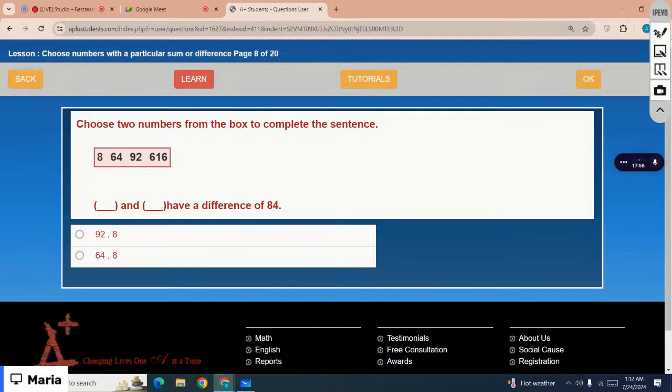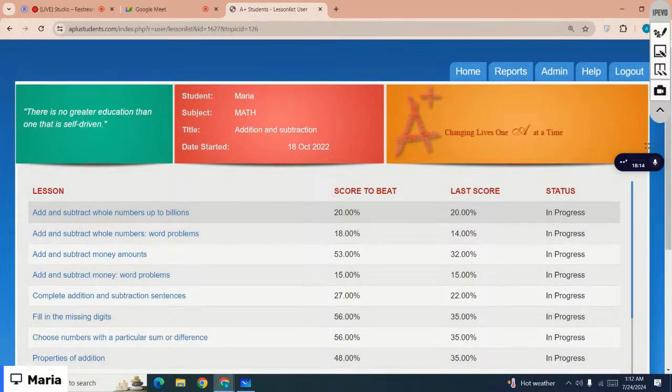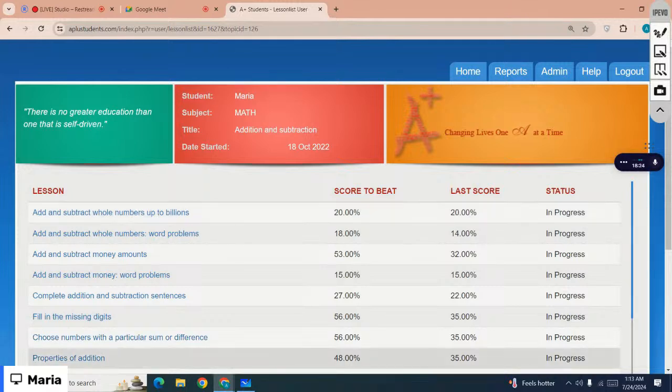Okay, you can complete the lesson by yourself later today. Let me just move on to the next lesson. Okay, the next lesson is properties of addition.